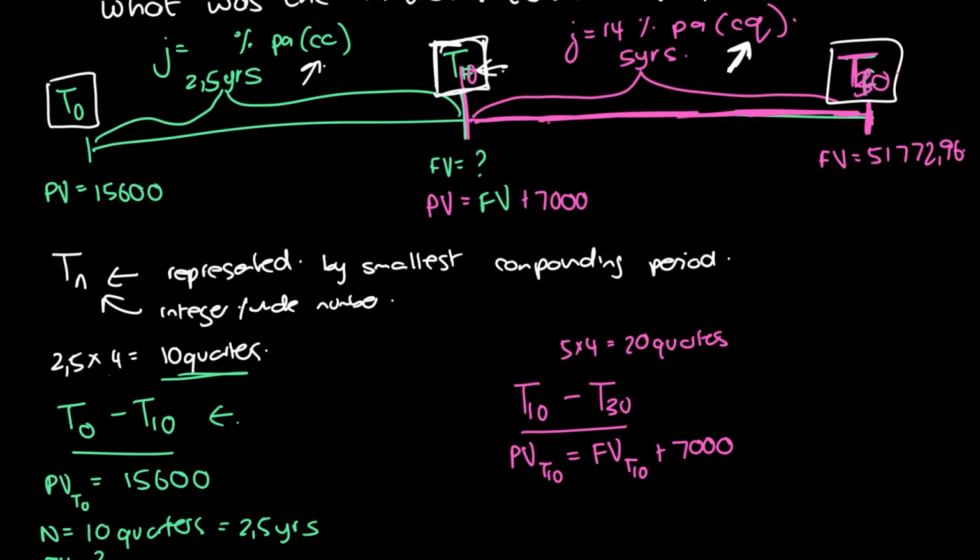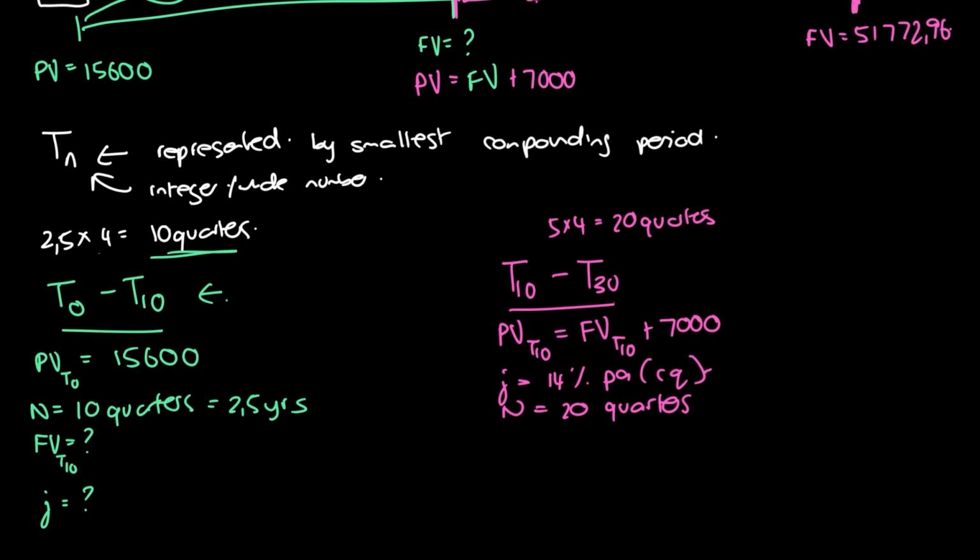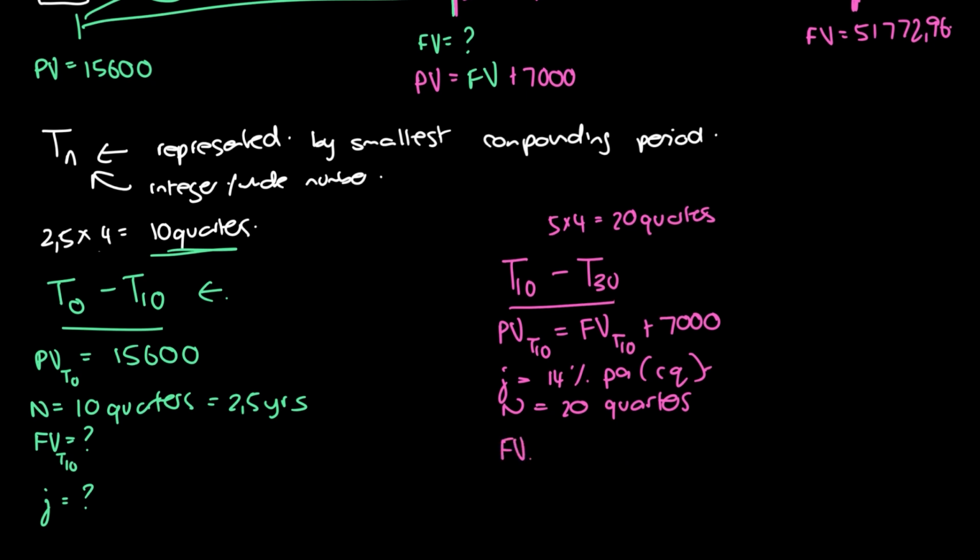What else do we have? We have that the interest, the J, is 14% per annum, compounded quarterly. We have our N. Our N is 20 quarters. And we can leave it as 20 quarters because the compounding is quarterly. So the quarterly there and the quarters there coincide with each other, which is the correct approach. We also have that our future value at T30 is equal to 51,772.96.